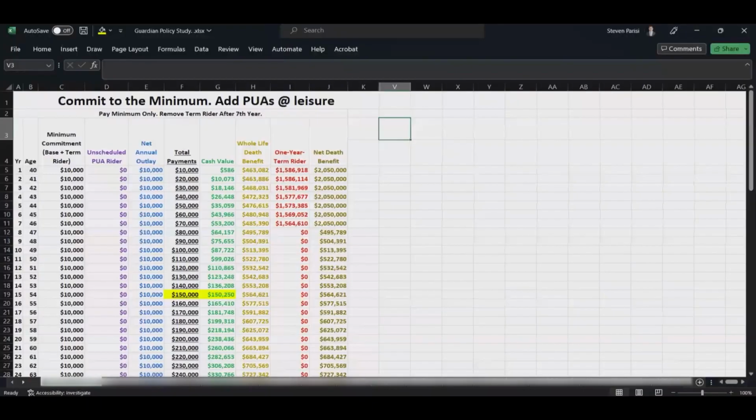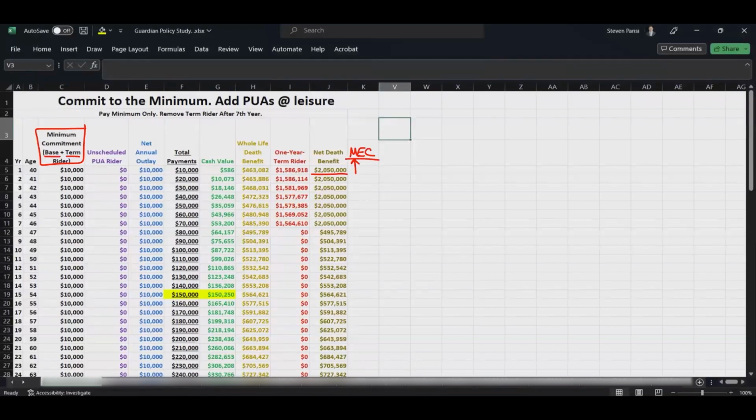Let's take a look. What we're going to take a look at first is a policy with just the minimum going in, and this follows the same model we just looked at. What we have on the left is as follows. We've got minimum commitment. Base plus term rider. Base is the base premium. A term insurance rider is a cost-effective way to add more death benefit, which mainly gets our MEC limit up to where we want it.